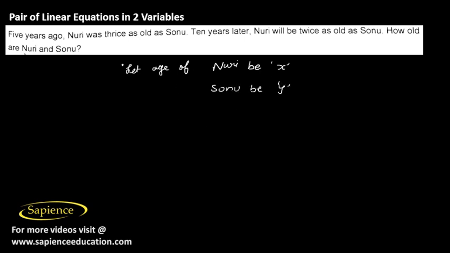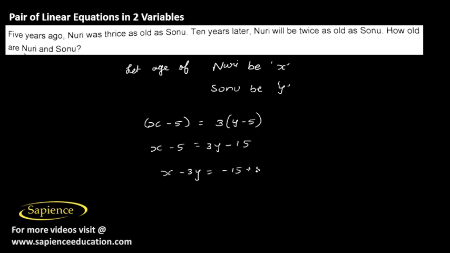Now it is given 5 years ago Nuri was thrice as old as Sonu. So 5 years ago Nuri's age would have been x minus 5, and that was equal to 3 times Sonu's age, but before 5 years, so Sonu's age also was 5 years less. So this is the first equation that's given to us. We will simplify this. x minus 5 equal to 3y minus 5 times 3, 15. Take y to the left hand side, constant to the right hand side. So x minus 3y equals minus 15 plus 5, or x minus 3y equals minus 10.